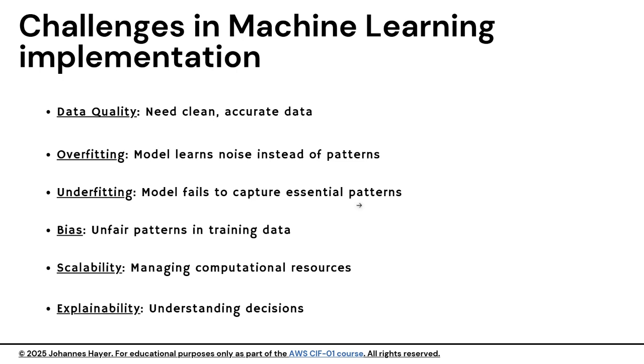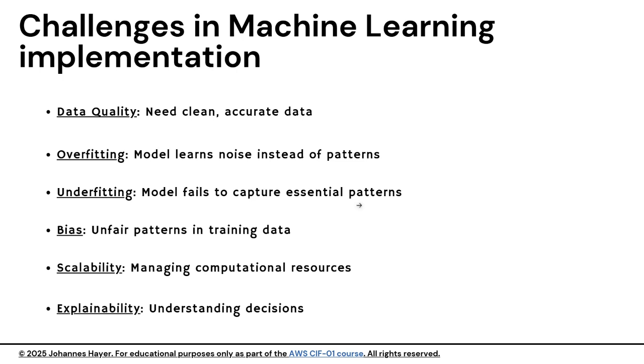Bias is another critical challenge. If your training data is imbalanced or reflects historical biases, your model will reflect these biases. For example, if a hiring algorithm is trained primarily on data from male employees, it might unfairly disadvantage female candidates.